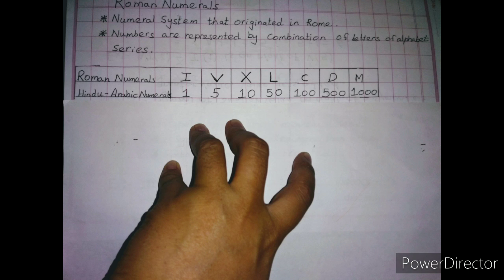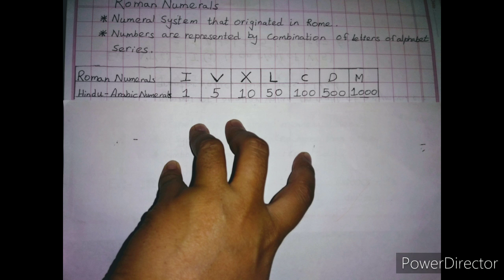Here the Hindu Arabic numerals are written. The digit 1 in Roman numeral is represented as I. Digit 5 is represented as V. Number 10 is represented as X. Number 50 is represented as L. Number 100 is represented as C. Number 500 is represented as D. And 1000 is represented as M.